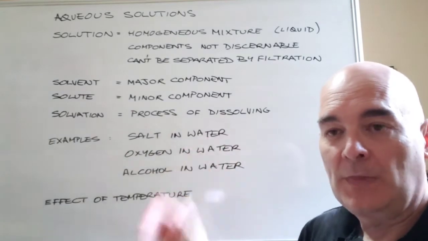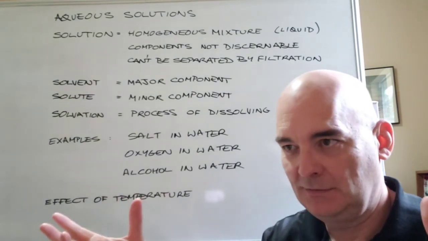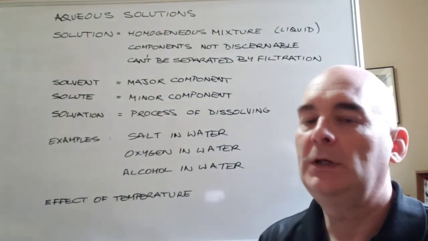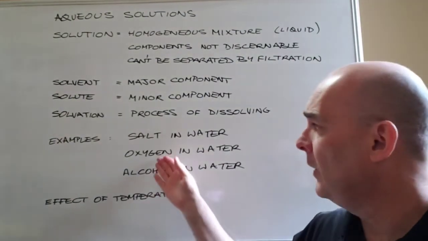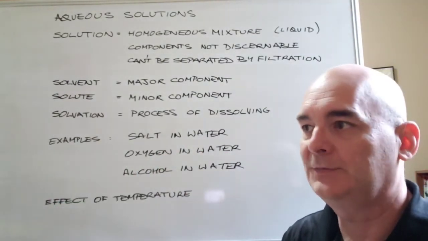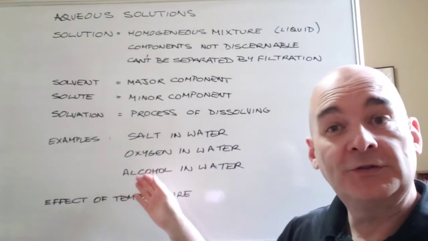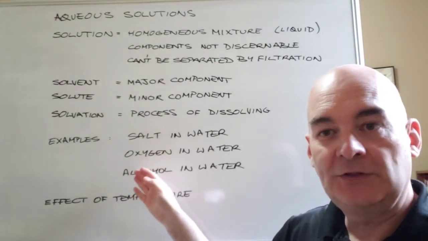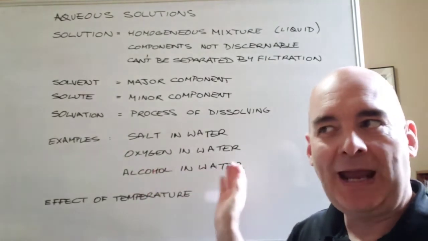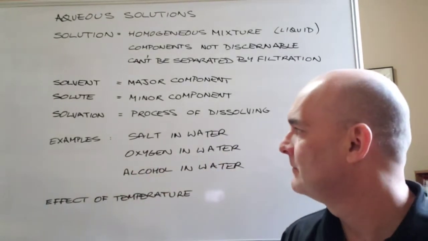Salt dissolves in water, and visually, if we had two beakers and one was pure water and one was salt water, visually we could not tell the difference. Oxygen dissolves in water. Fish are able to breathe underwater through their gills because of the dissolved oxygen that's in the water. And alcohol, also a colorless liquid, dissolves in water, a colorless liquid. And you cannot discern which of these is present.